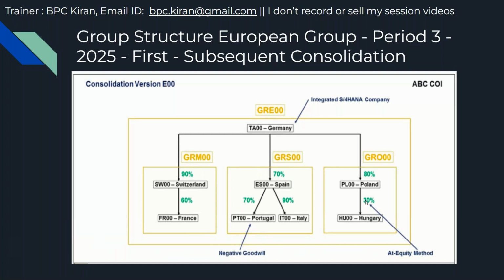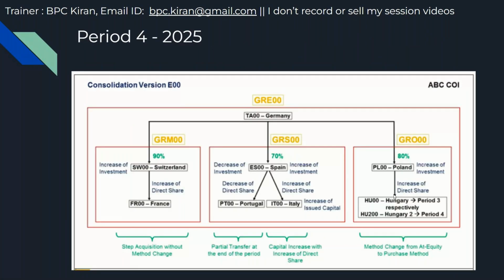At that time, what is the workaround? We have to drop the Hungary, and we have to create a new consolidation unit, and we have to change the method there, right? So how to handle this workaround we are going to understand here. Increase of direct share, method change from at equity to purchase method. All this we are going to perform in one version, right?